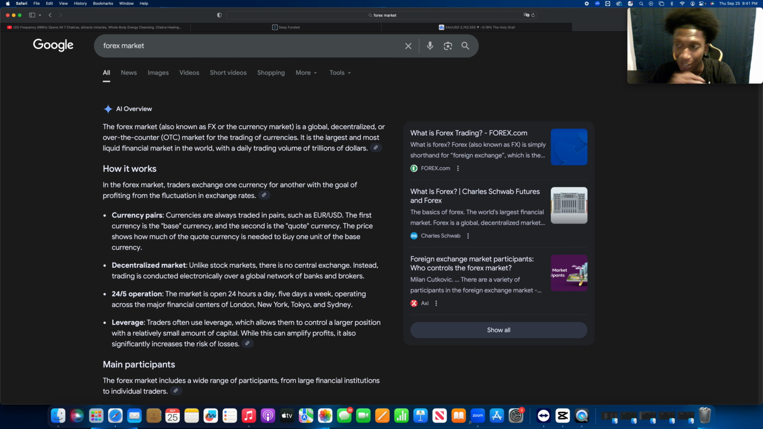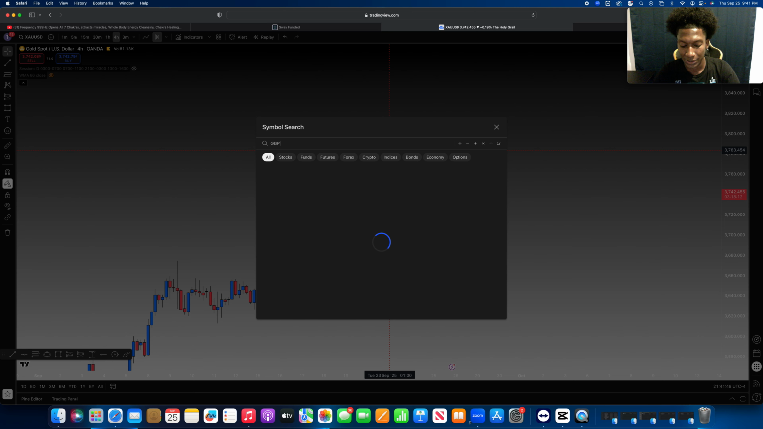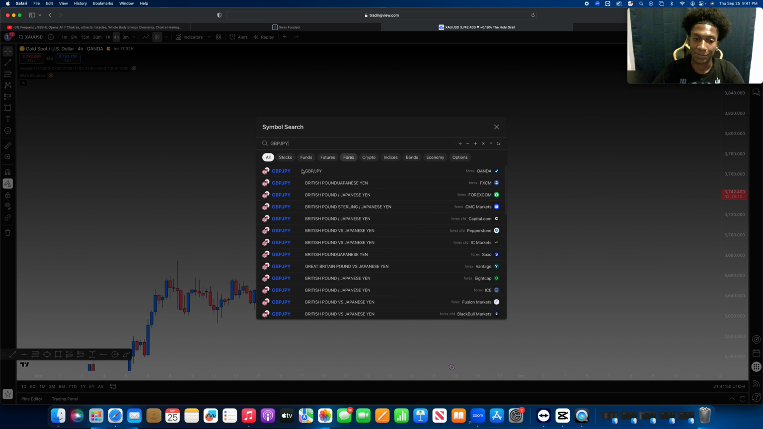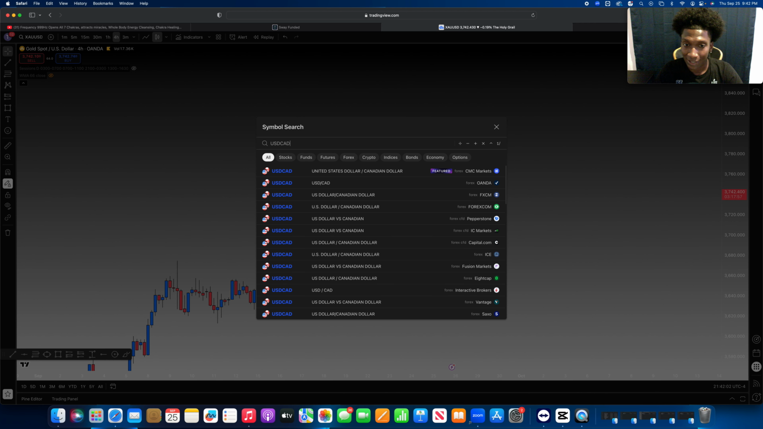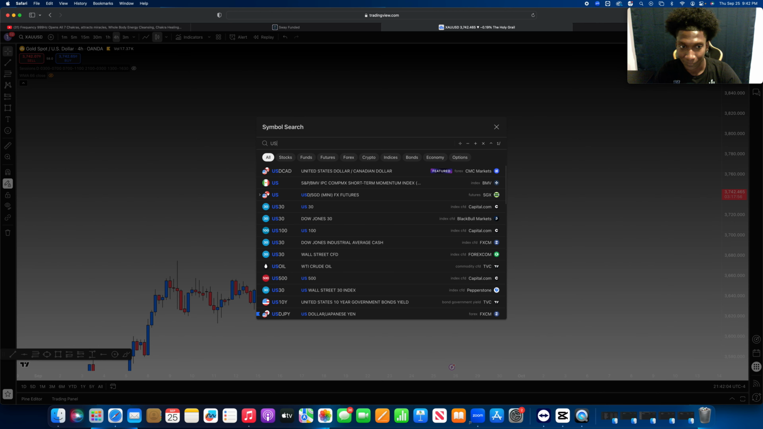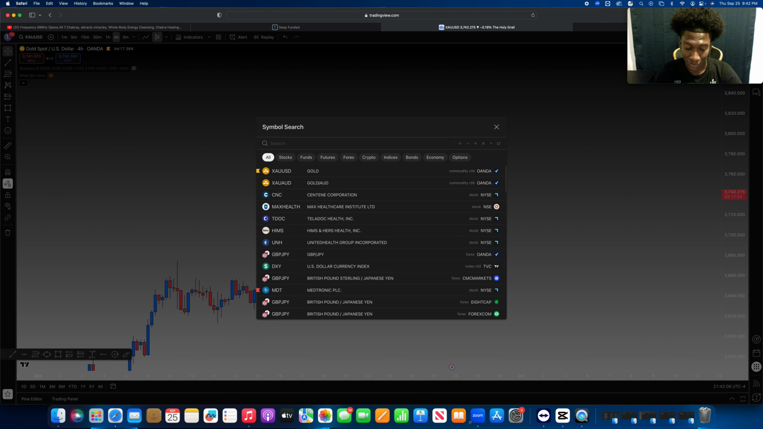Now, other currency pairs include things like, that was the Euro USD. You can trade the GBP JPY, which is the British pound compared to the Japanese yen. You could trade GBP USD, which is the British pound compared to the US dollar. You could trade USD CAD, the dollar to the Canadian dollar. There are so many things you can trade.